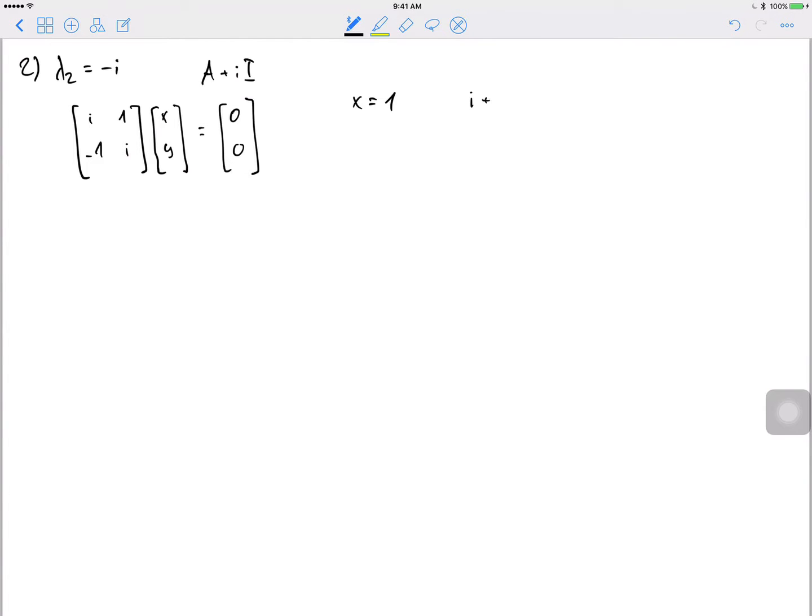I plus y equals 0. Everybody agrees? That's the first part. So that must mean that y needs to be minus I, right? So that tells me that the second eigenvector v2 corresponding to the eigenvalue minus I will be 1 and minus I, okay? And sure enough, you can verify that AV2 equals minus I v2, okay?